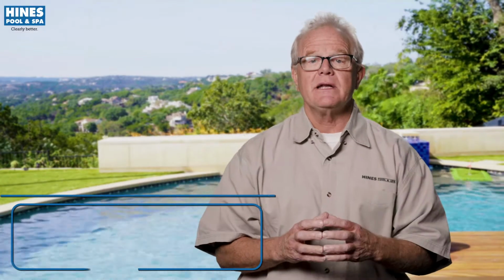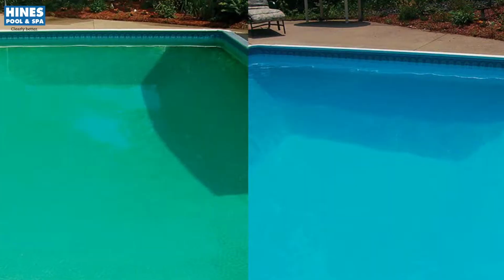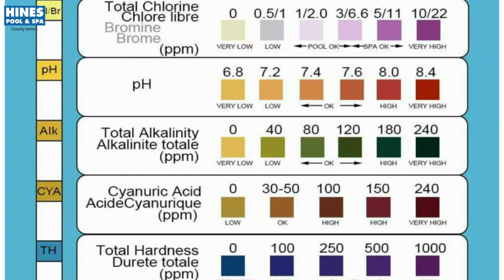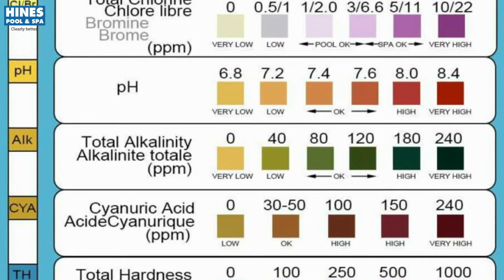Next, we test for alkalinity, which is a measure of how much alkaline material is in the water. When your total alkalinity is low, it makes the water aggressive and causes rapid fluctuations in pH. When it's high, it causes cloudiness and makes the pH difficult to adjust. The recommended range for alkalinity is 80 to 120 parts per million.